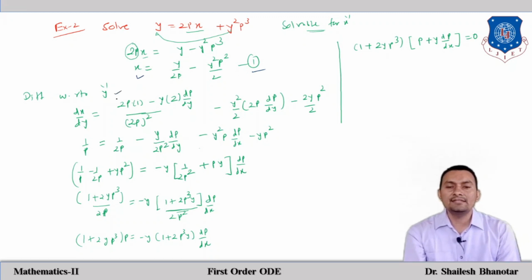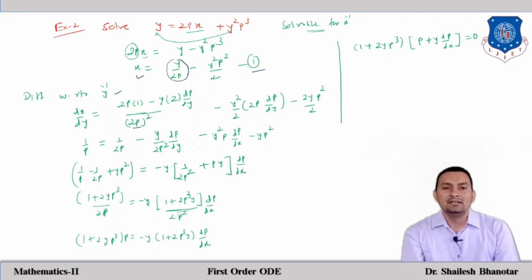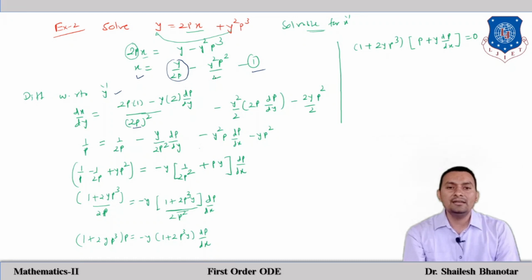Now differentiating with respect to y, we will have dx by dy equal to, just apply the division rule. So first the denominator square, 2p square, 2p is there, derivative of the numerator with respect to y, so it will be 1, minus numerator is there, derivative of the 2p with respect to y. So first I'm just applying the derivative of 2p with respect to p, so we will have only 2, and then dp by dy is there. So in that case, we will also have the product rule again.